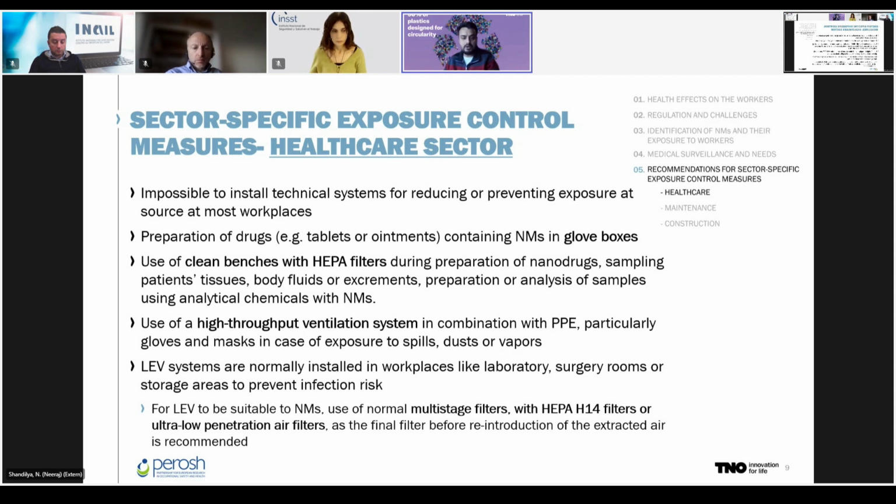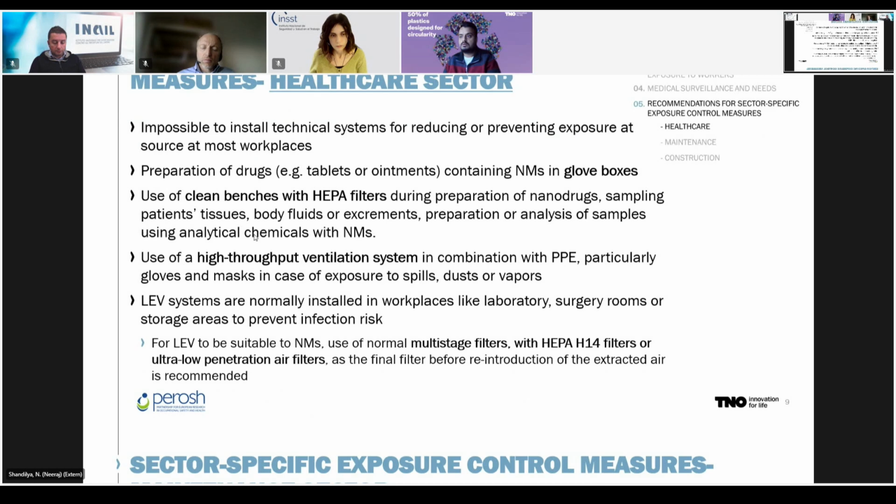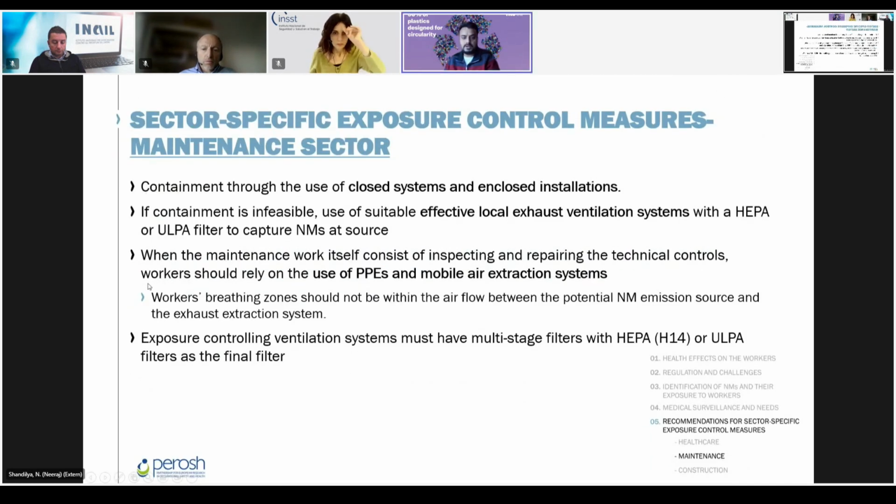However, in the case of nanomaterials, the use of normal multi-stage filters with a high efficiency H14 HEPA filter or ultra low penetration air filters as the final filter before reintroduction of the extracted air is recommended. In any case, the suitability of the filtration systems in place should be evaluated regularly. The next sector is the maintenance sector.